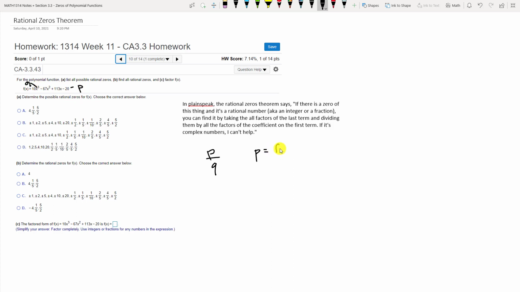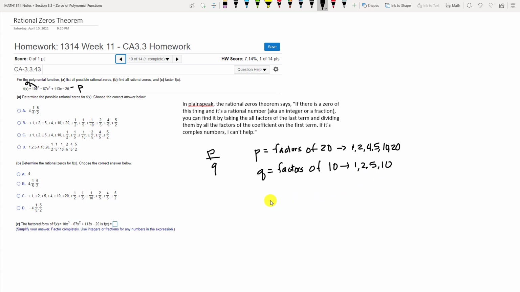So P is going to be the factors of 20. We have to think of all the numbers that multiply to give 20. So the factors of 20 are 1, 2, 4, 5, 10, and 20. Just think what number goes into 20. 1 goes into it, 2 goes into it, 4 goes into it, and then you get the other factor pairs that go with that. And then Q is the factors of 10. So the factors of 10 are 1, 2, 5, and 10.